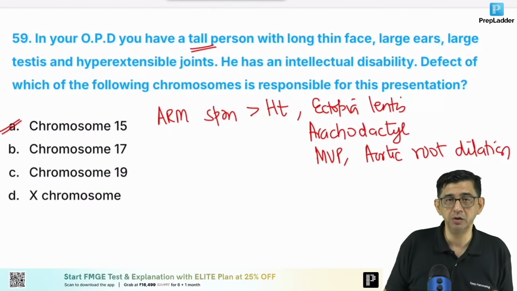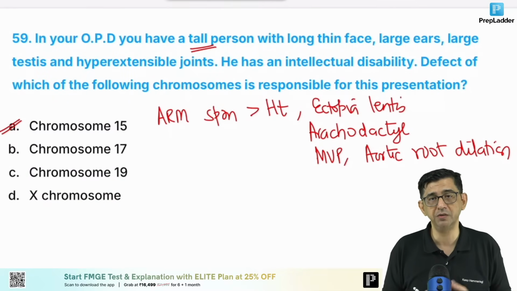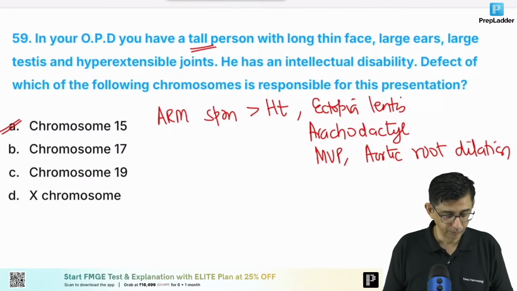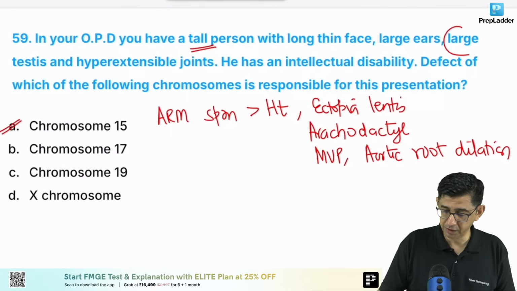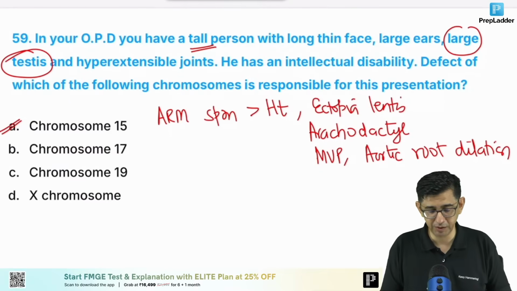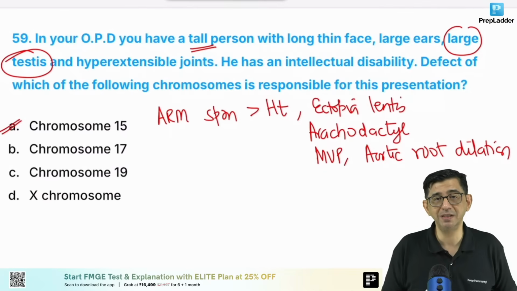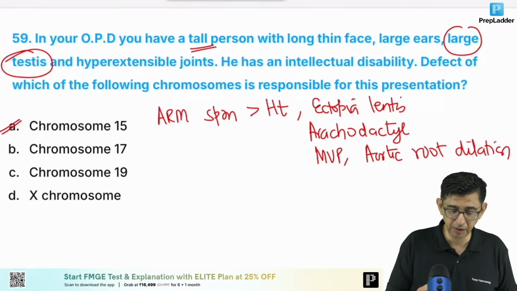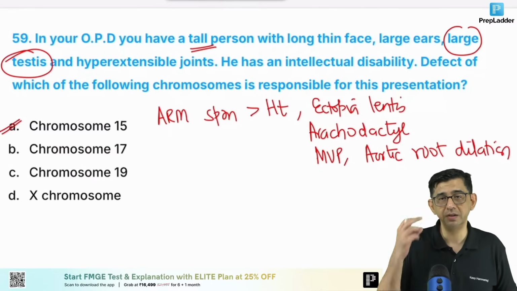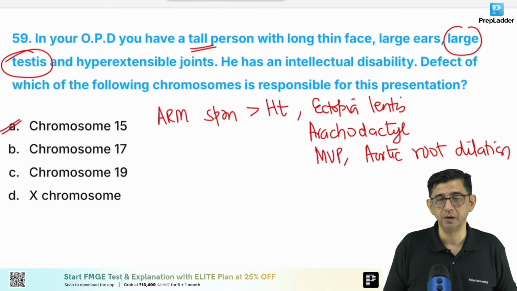The most important thing in this question is that though he started with a tall person, tall is also a feature that is seen with Fragile X syndrome. Yes, the most important thing in this particular question would be large testes, macroorchidism, present in this condition. Hyperextensible joints can be seen. Your query would be, sir, hyperextensible joints can be seen in patients of Marfan syndrome. Agreed, but they can be seen even with the guy with macro-orchidism and large ears as well. And intellectual disability is coming up in this question as well. We don't have an intellectual disability with respect to Marfan syndrome.